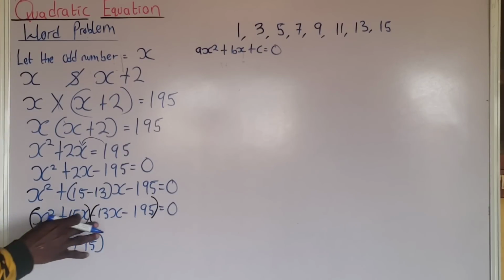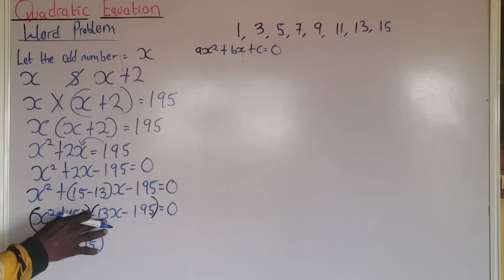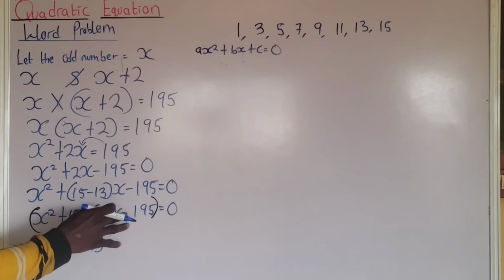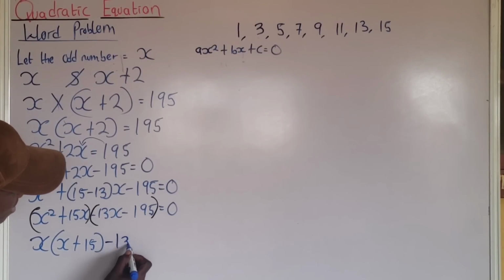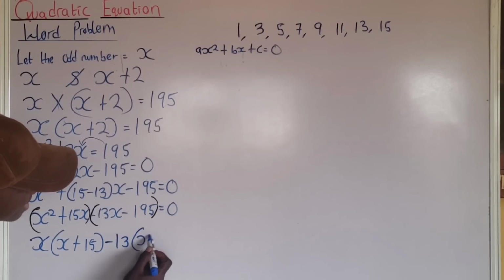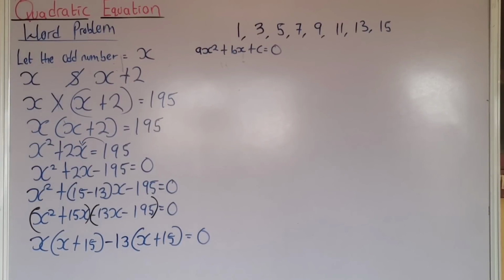Now what is common to negative 13x and negative 195? The common term is negative 13. You understand? So here I'm going to have negative 13 into bracket x plus 15. This will be equals to 0. Do you understand? Okay, we have gotten to this point.